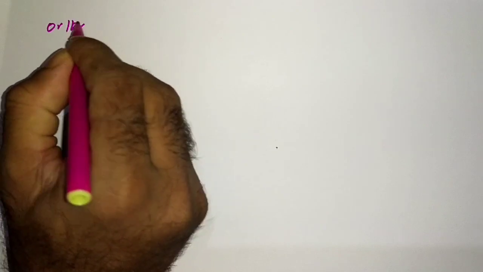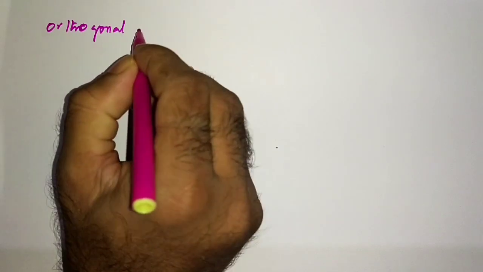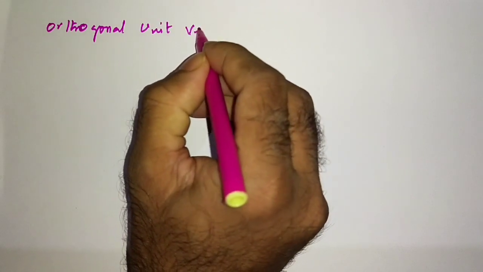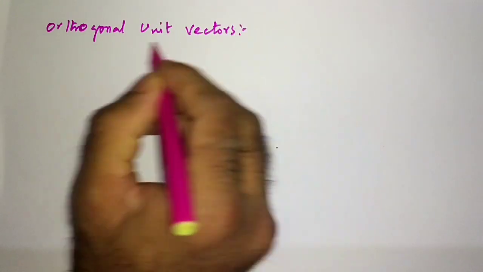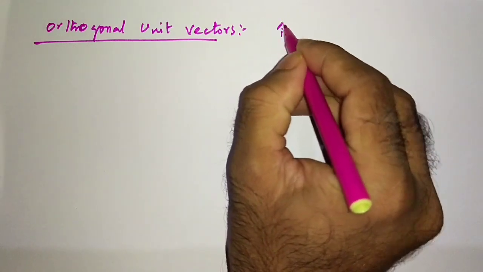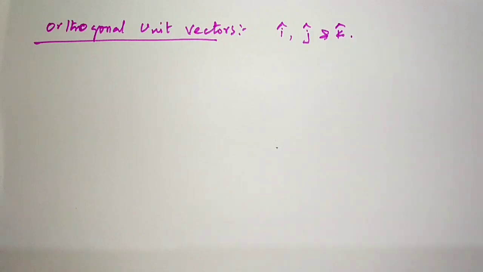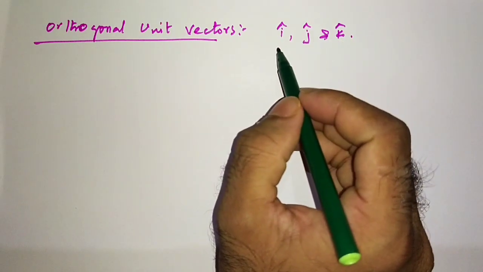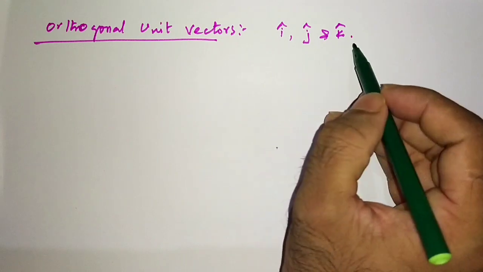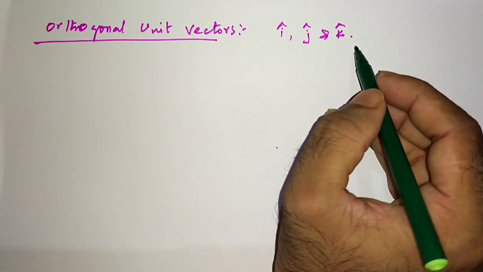Next, let us see what will be the cross product of orthogonal unit vectors. What are the orthogonal unit vectors? I cap, j cap and k cap. Yes or no? So I cap is along the x-axis, j cap is along the y-axis, k cap is along the z-axis. The unit vectors are taken.